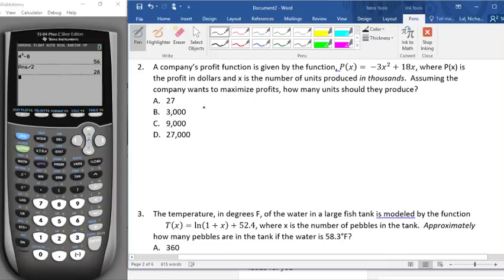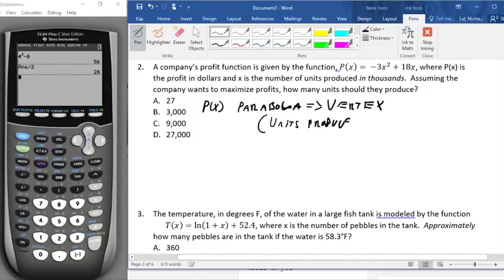So first of all, we know that p of x is a parabola, and with the parabola, the coordinates of the vertex will represent the units produced in thousands to maximize profits.